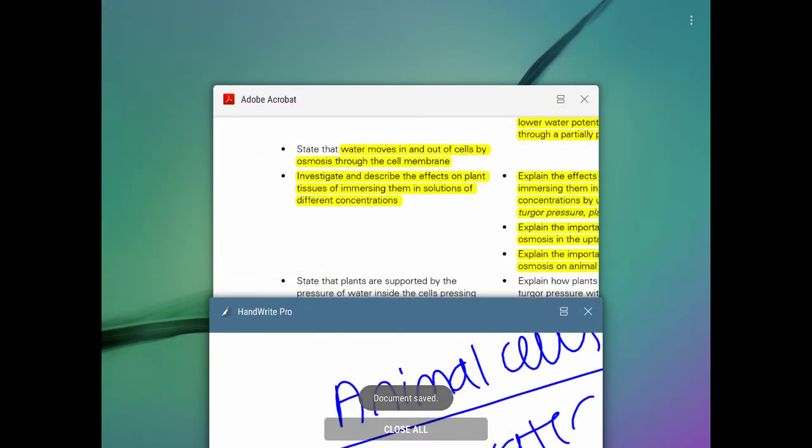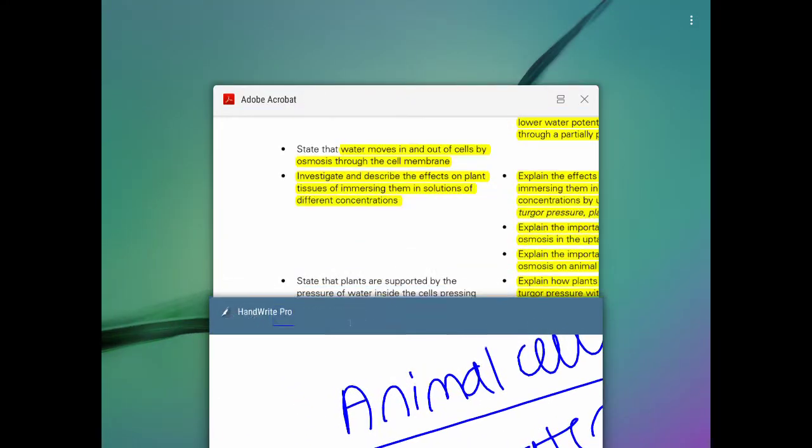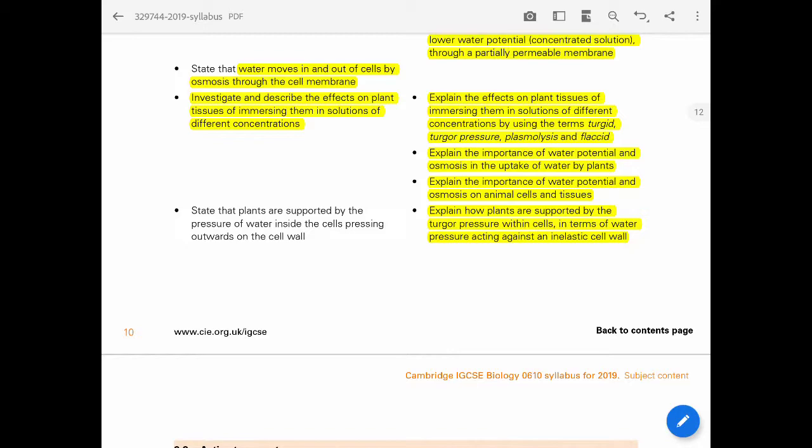Okay, and then the next point is explain how plants are supported by the turgor pressure. We said that if there's a turgor pressure acting on it, then it becomes stiff and strong, so no water can enter it. Plants are supported by the pressure of water inside cells pressing outwards on the cell, and that pressure is called turgor pressure. Effect of plant tissues. They didn't talk about animal tissues, but I'll say it anyways.